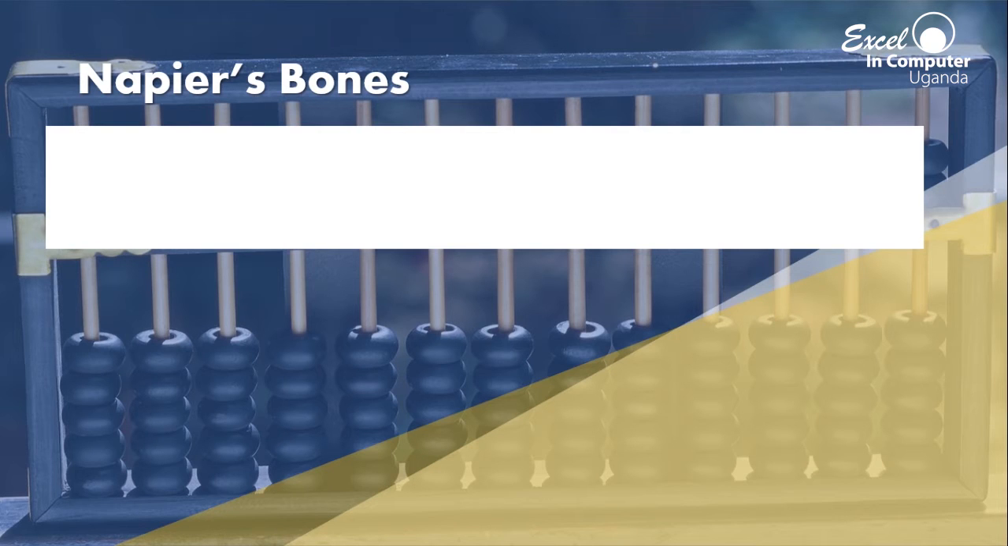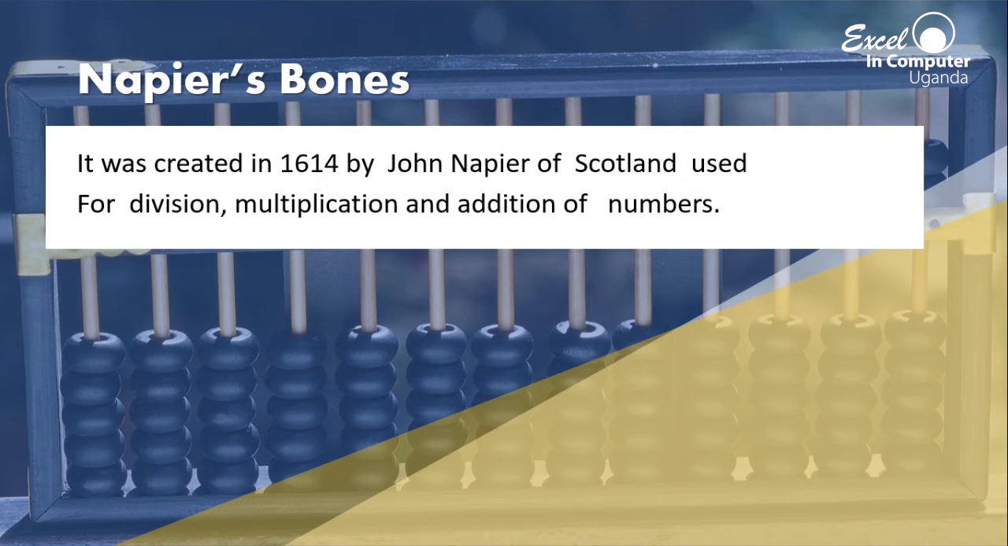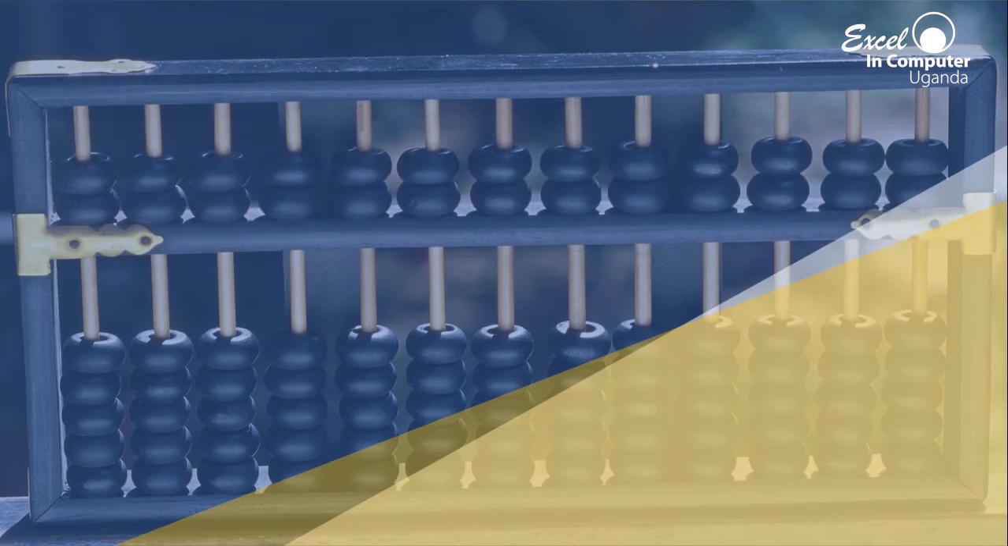After I've looked at the abacus, we're going to look at the second computer. In this tutorial today, we're going to look at Napier's bones. Napier's bones were created in 1614 by John Napier of Scotland. It was used for division, multiplication, and addition of numbers. And this is how it looked.